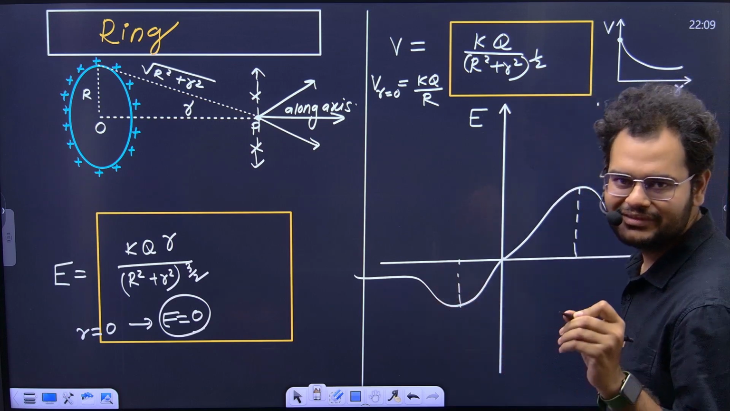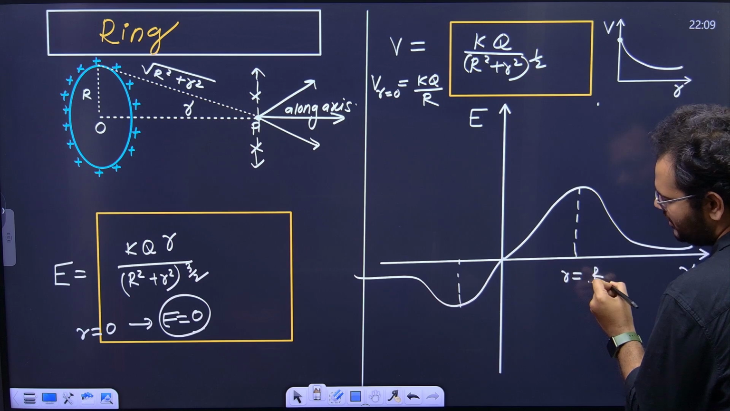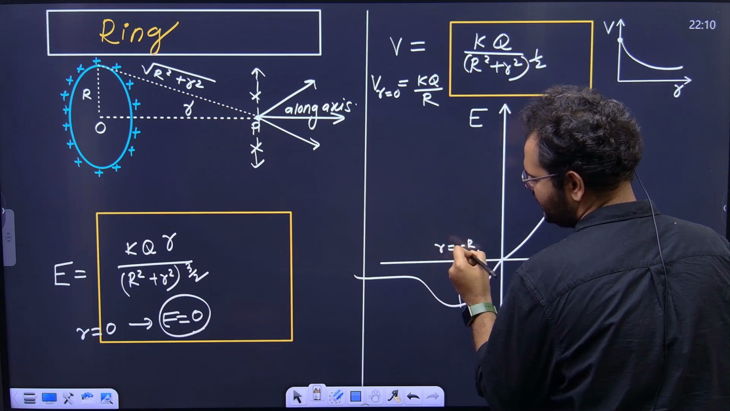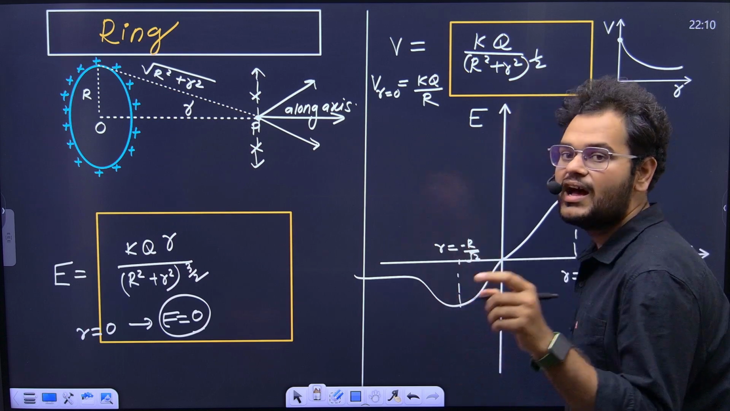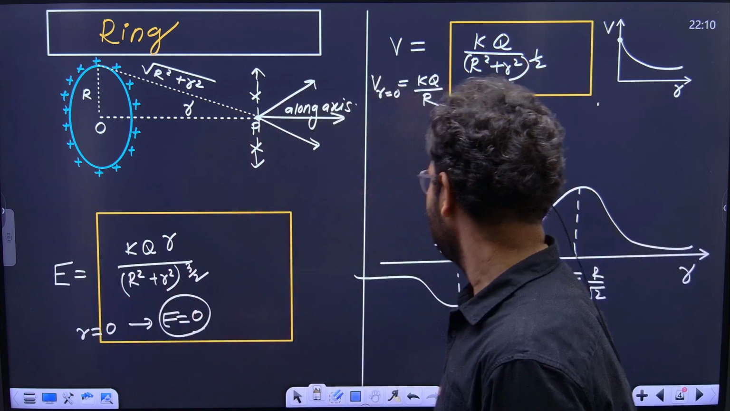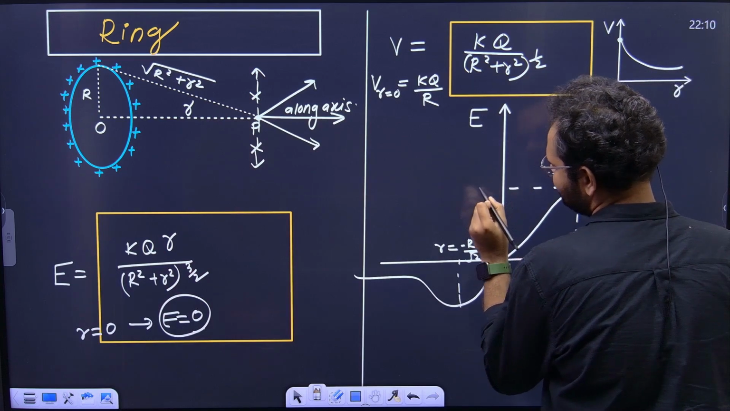Directly an MCQ can be asked in the examination. So at small r equal to R by root 2, and r equal to minus R by root 2, that means at R by root 2 distance from the center, I will have my electric field maximum. And if your memory is good, you can also remember the maximum value.